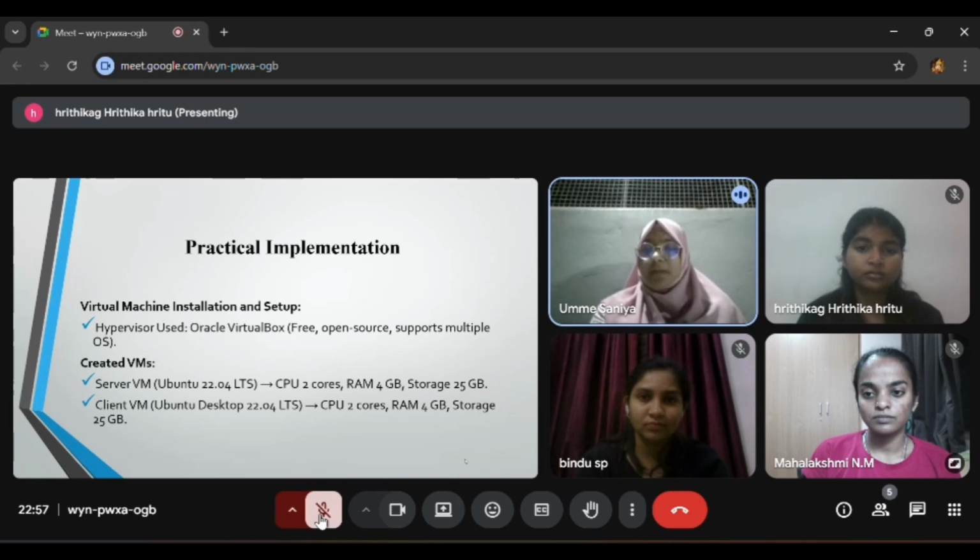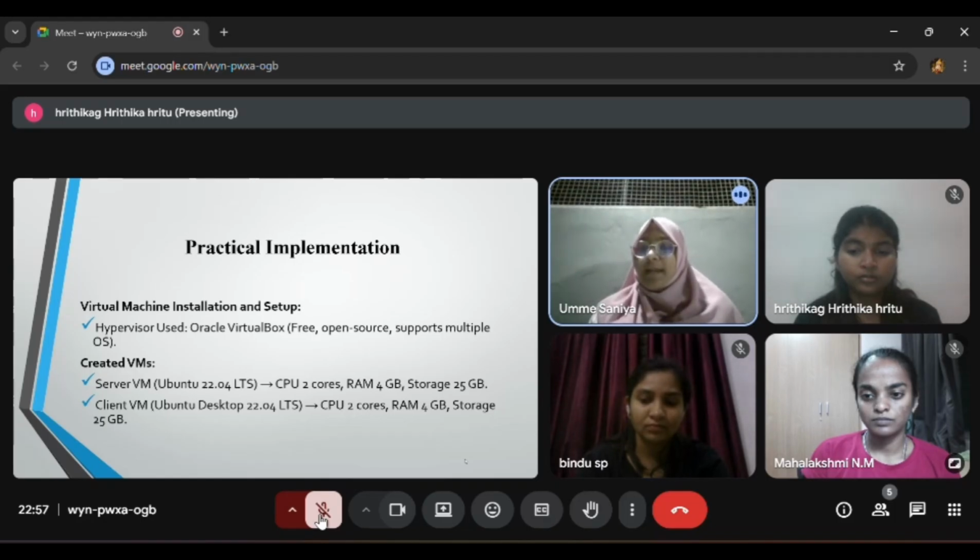Next slide. Next is partial implementation. This slide shows how we implement the theory in practice. The platform used here is VirtualBox, which is free and open source. For the VM setups, first is the VM server, which is Ubuntu Server 22.04. For that we have used a CPU of 2 cores, RAM of 4 GB, and storage of 25 GB, which handles backend tasks like the database and hospital management apps.